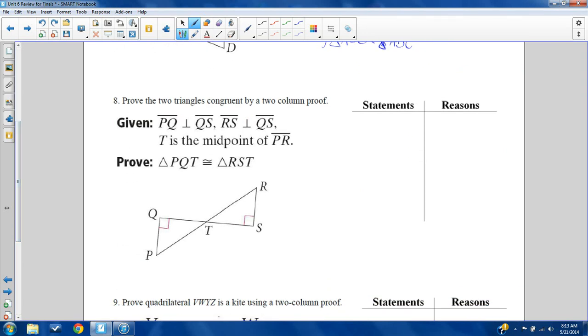Okay, PQ is perpendicular to QS, so again, they gave you a right angle, very nice of them. RS is perpendicular to QS, another right angle. T is the midpoint of PR. Prove triangle PQT is congruent to triangle RST. So I've got to work quickly here. People are going to pile in soon.